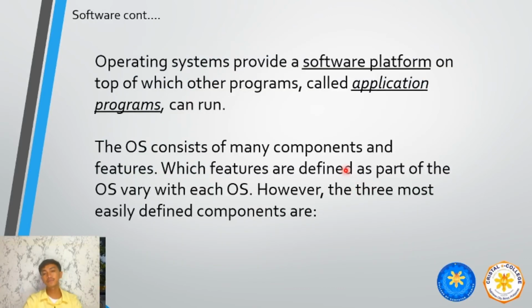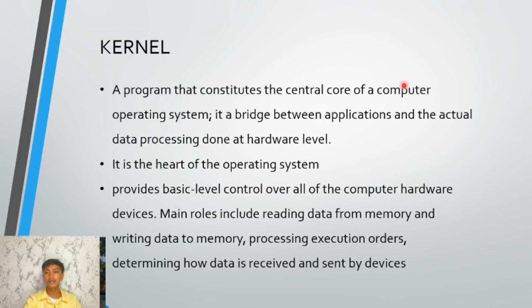Operating systems provide a software platform on top of which other programs, called application programs, can run. The operating system consists of many components and features. Which features are defined as part of the operating system varies with each operating system. However, the three most easily defined components are, first, the kernel, a program that constitutes the central core of a computer operating system. It is a bridge between applications and the actual data processing done at the hardware level.